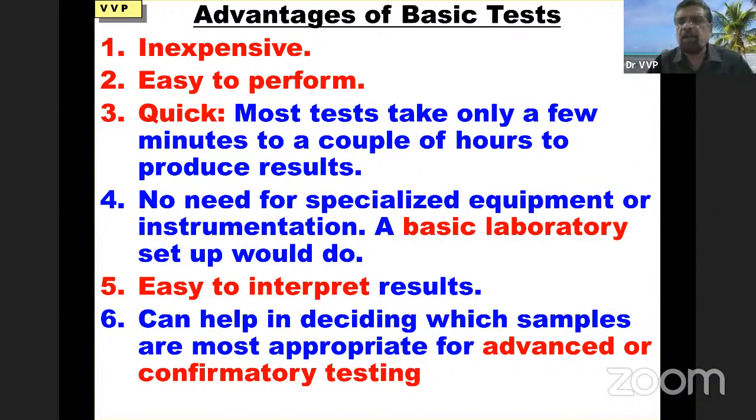Expense is not going to be borne by the police or the government, as in forensic cases. It is going to be borne by the relatives or the bystanders of the patient. So the simpler and more inexpensive the test, the better. Many of these tests are easy to perform and do not require a lot of complicated maneuvering to get the result. Many are very quick and may take only a couple of hours at the most to produce results useful for the clinician, with no need for specialized equipment. A basic laboratory setup will do, and interpretation is quite easy. And if you do require advanced testing, you can decide on the basis of these inexpensive tests whether you should go for advanced testing and what kind of advanced testing you should be doing.